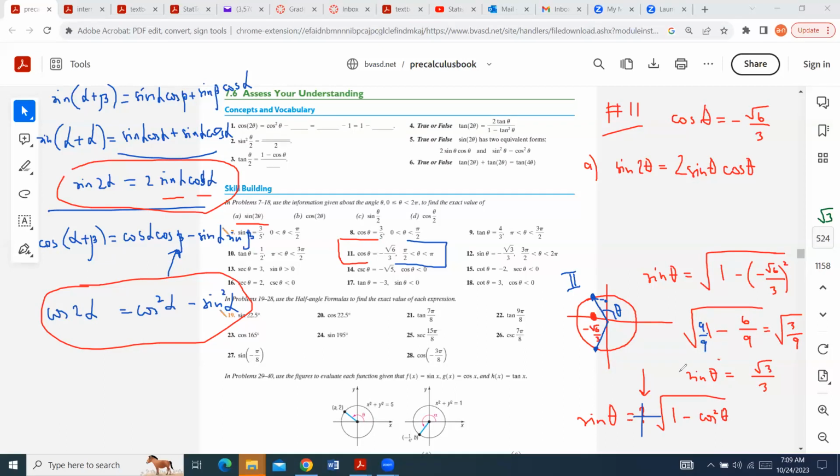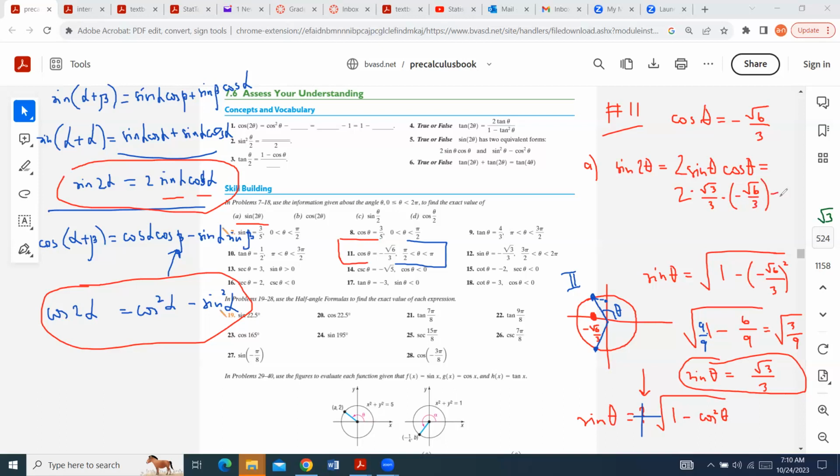And that's really all I need to be able to plug into the formula above. So 2, now instead of sine, I put root of 3 divided by 3. Instead of cosine, I put negative root of 6/3.